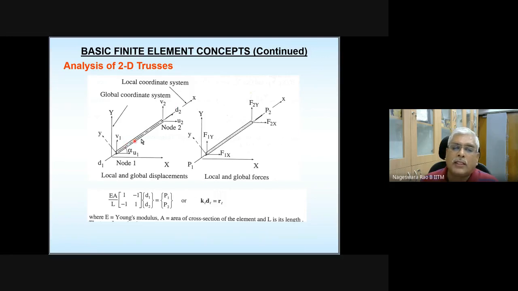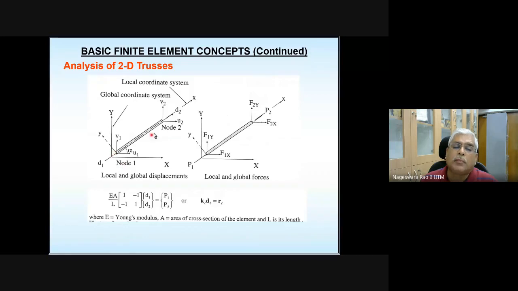In the local coordinate system, the element equations remain the same. So that is what is written here. Since these equations are valid in the local coordinate system, they are denoted as KL DL equals RL. So how are these equations going to get transformed when I look at the same bar in the global coordinate system? How do these equations get modified?